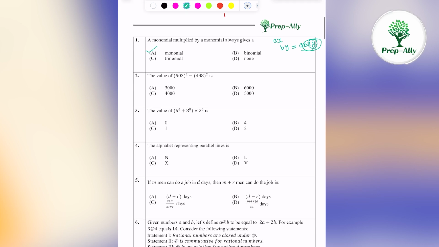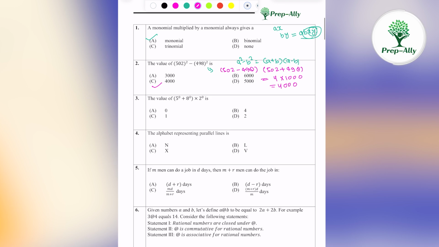Now the second question. Here we have to use the a square minus b square formula. So we get (a plus b) into (a minus b). For this we can write 502 minus 498 and 502 plus 498. If you simplify this, you get 4, and this one is 1000. So after multiplying you get 4000. So option C is the correct one.